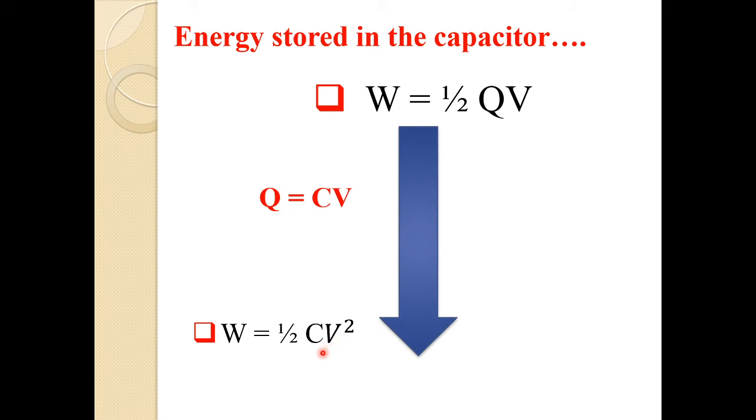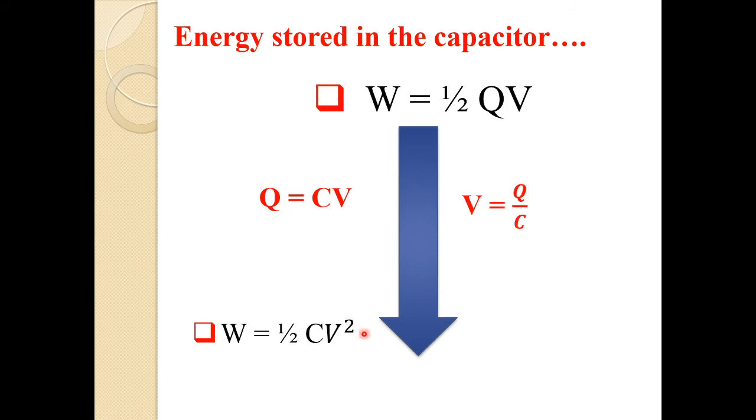Now how to keep this in mind? You can think and memorize it like this: if C is there, you have to see the square on V. If C is not present, then it is Q and only V. Otherwise you can straight away remember this relationship, and with it you can derive the other.